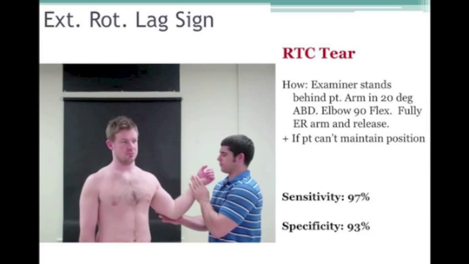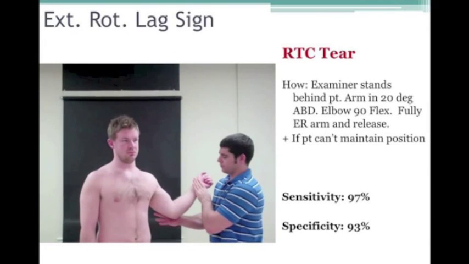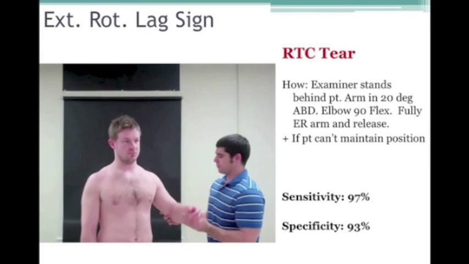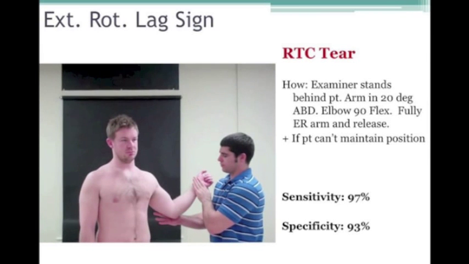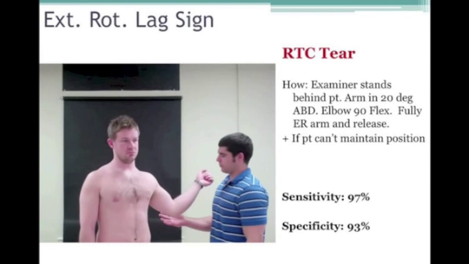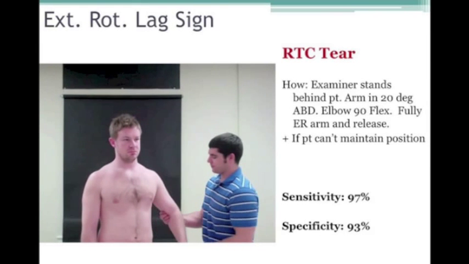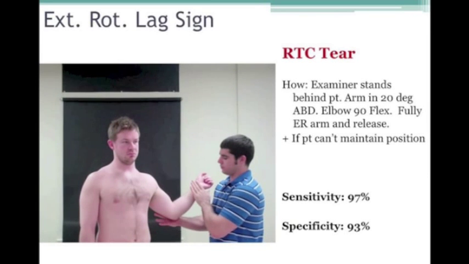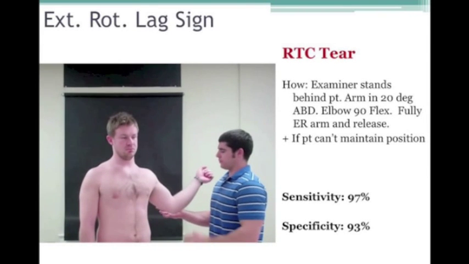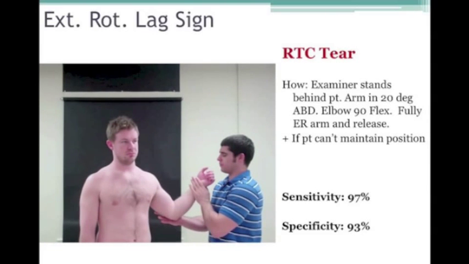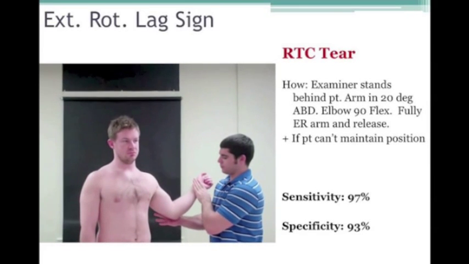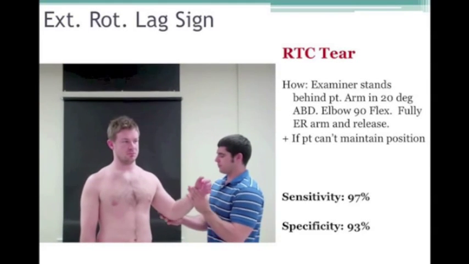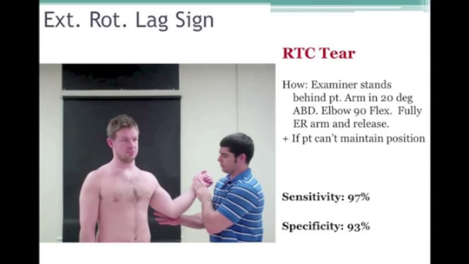This is the external rotation lag sign. The examiner stands behind the patient, arm in 20 degrees of abduction, and elbow flexed to 90. The examiner fully externally rotates the arm, not to tension, but just before tension, because you'll get a false positive if you externally rotate the arm too far because of elastic recoil. The patient is instructed to maintain this position. I say, I'm going to let go, maintain this position, and a negative is that the patient is able to hold it there. A positive, the patient can't maintain it, it'll bounce back.